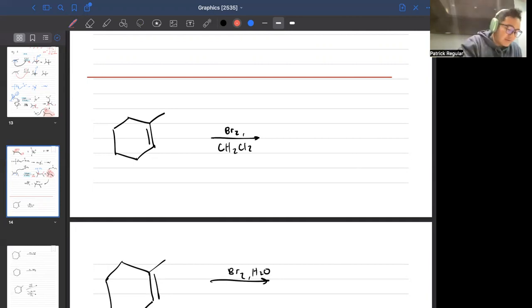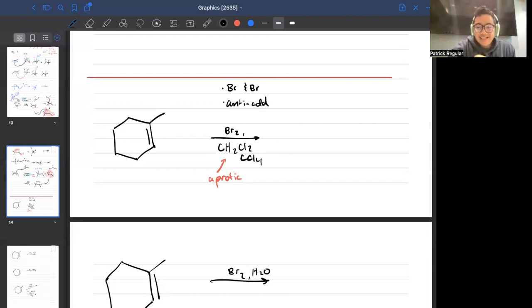Just memorize it. Okay. So for this one, Br2, CH2Cl2. First thing to note, aprotic, it is an aprotic solvent. And another variation could just be CCl4. That's another variation, but it's aprotic. So first off, it adds 2 Brs across a double bond. Anti-addition. Okay. Anti-addition, and no shift.